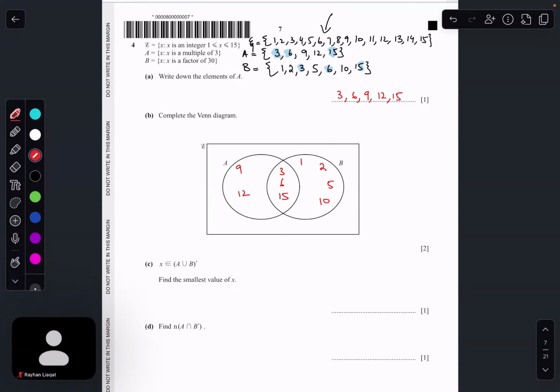And all the other numbers in this universal set, which are not part of A or B, will be outside these sets. So which numbers do we have? We have 4 not mentioned in any of these sets. We have 7, 8, 11, 13, 14. You can always cross them out.